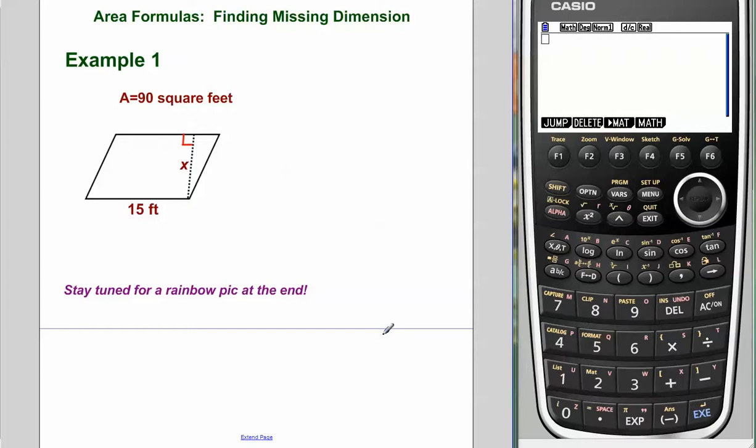We're going to start off with finding the missing dimension on our area formulas. So this is fairly straightforward. When we have a missing dimension, first we need to identify what kind of area formula or diagram we have. And we have a parallelogram.